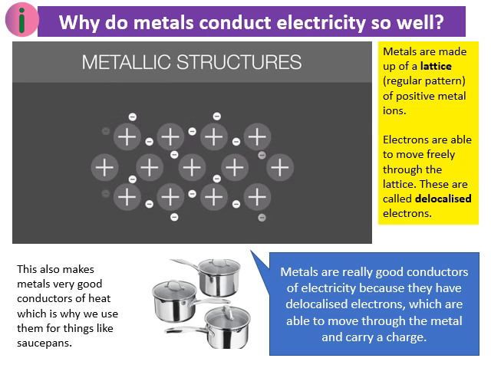So why do metals conduct electricity so well? If you look at this moving image, you've got those little negatives that are flowing through all those positives. That's because metals are made up of a lattice of positive metal ions. A lattice just means a regular pattern, and electrons are able to move freely through that lattice, and they're called delocalized electrons. That makes metals really good conductors of heat, which is why we use them for things like saucepans. Metals are good conductors of electricity because of delocalized electrons, which are able to move through a metal and carry a charge.